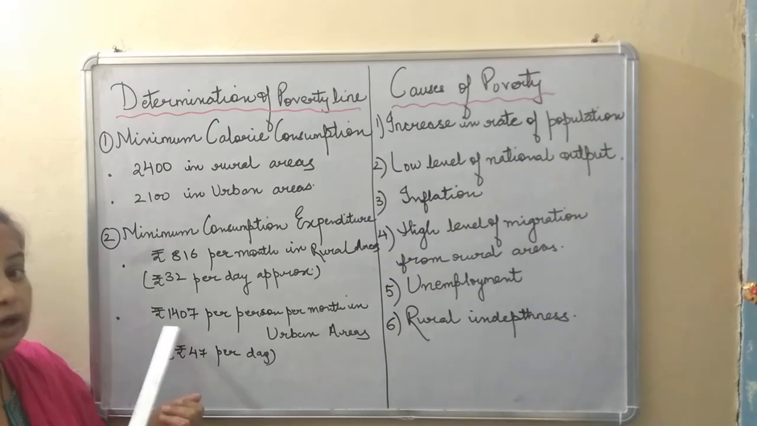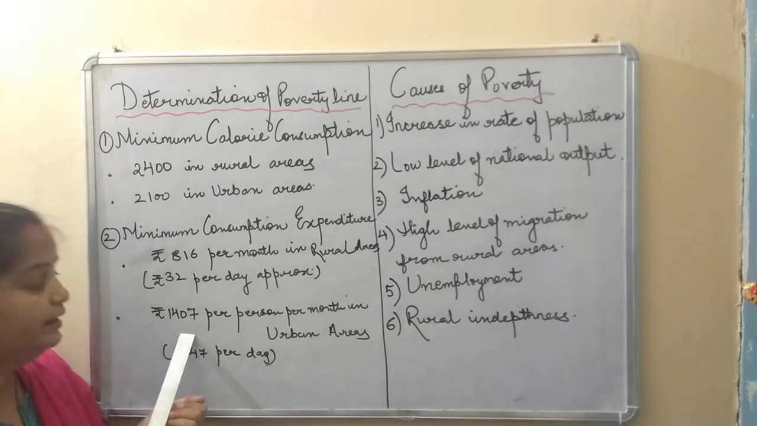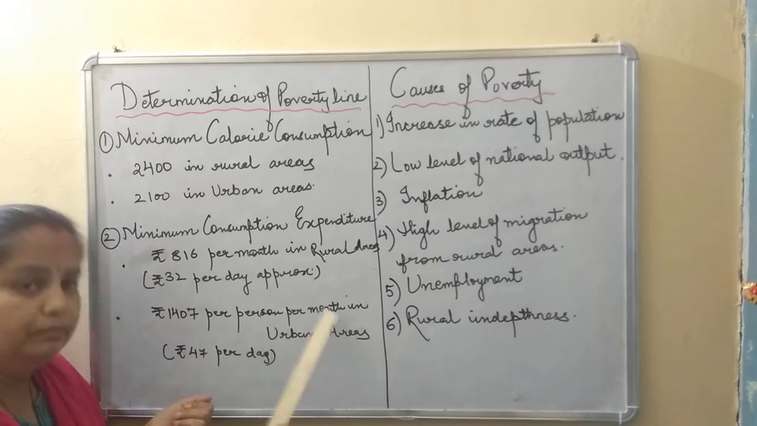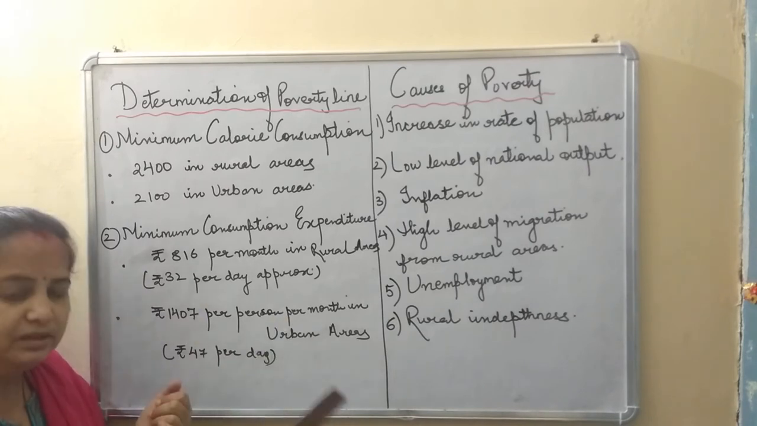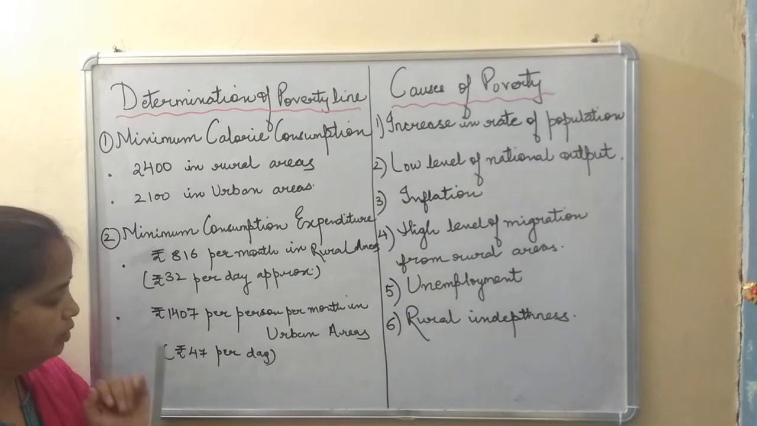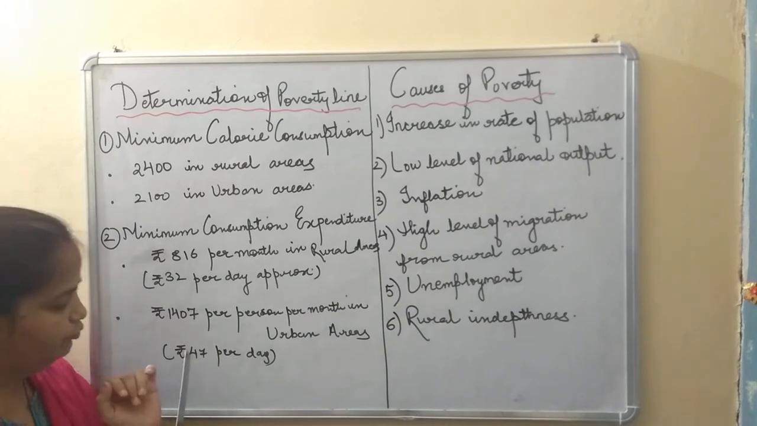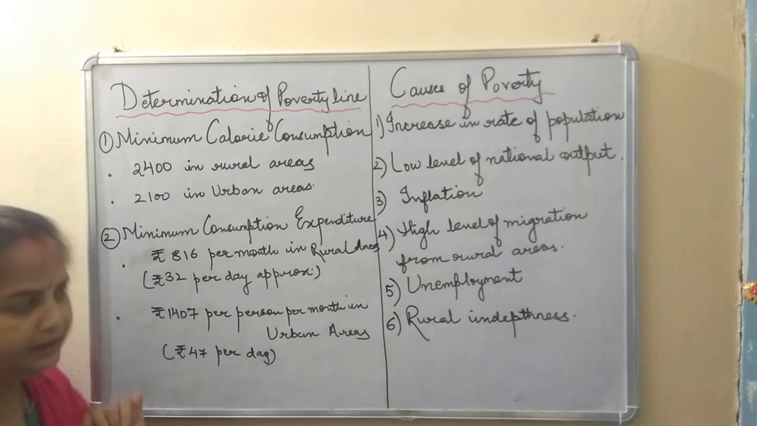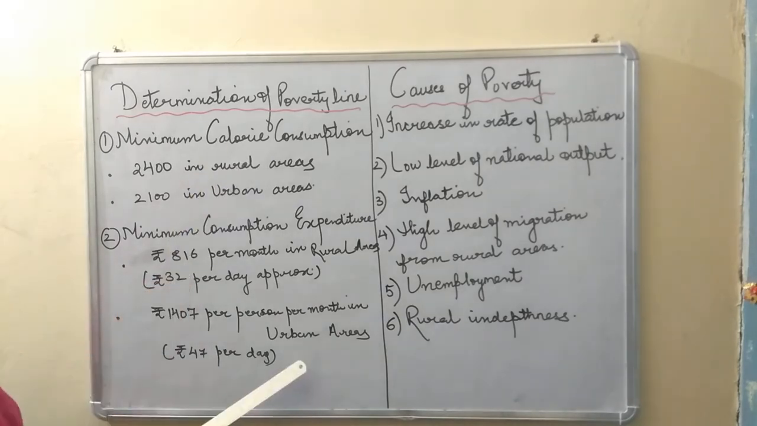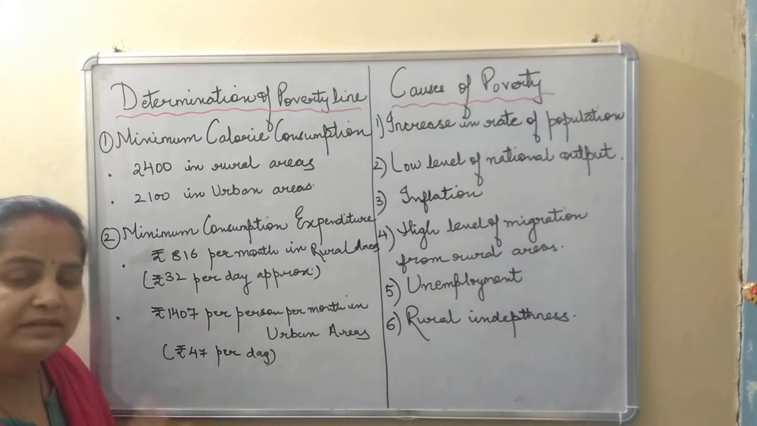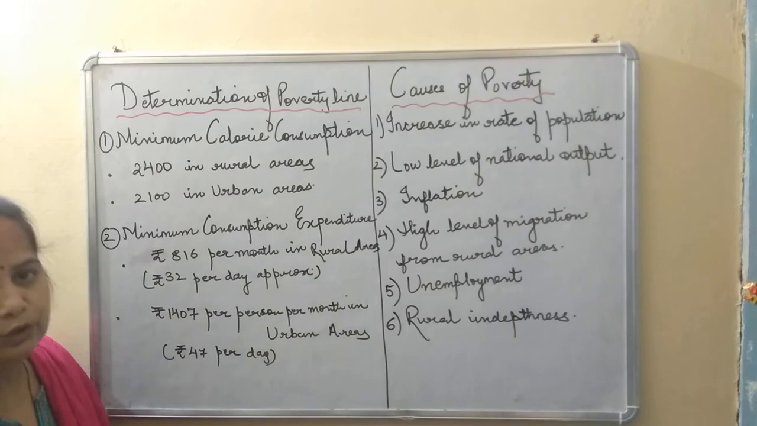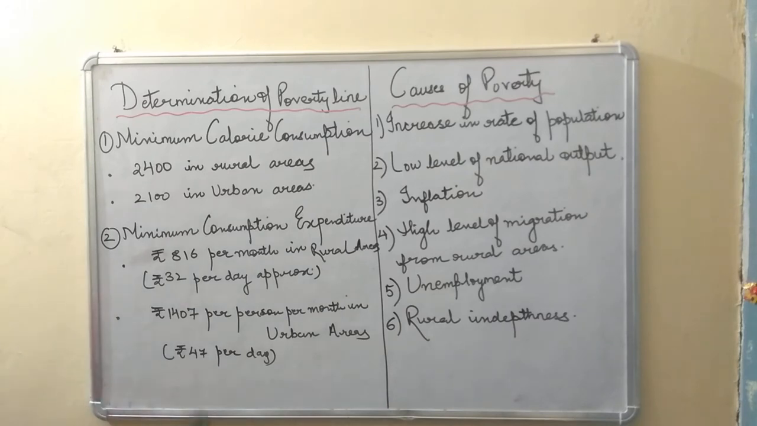If a person is not able to spend 1,407 per person per month in urban areas, that person is said to be what? Poor. So approximately that comes to 47 rupees per day. Getting it? So these are the two determinants of the poverty line. This has been prescribed by the government. On the basis of this, you are entitled to be under the poverty line, not otherwise. Now just listen. These are the two determinants of the poverty line where the government has given us these figures.